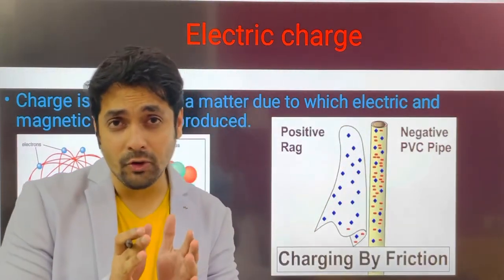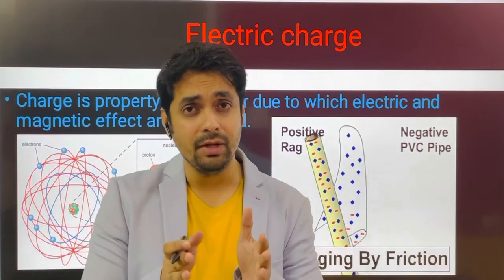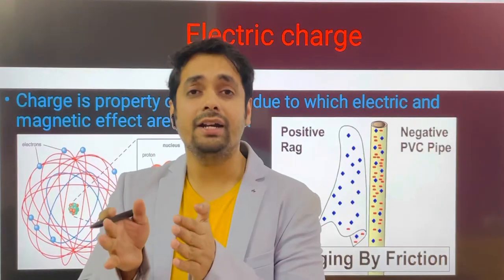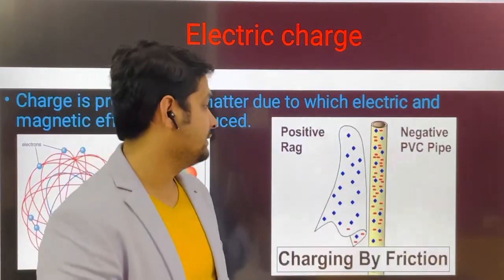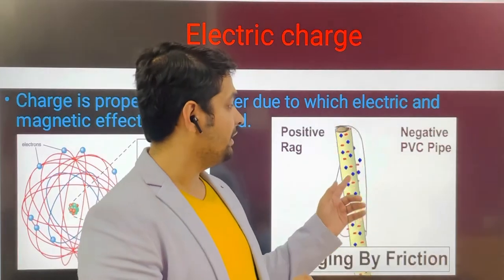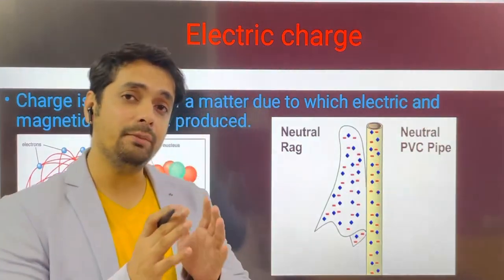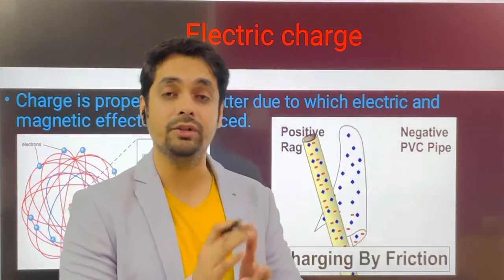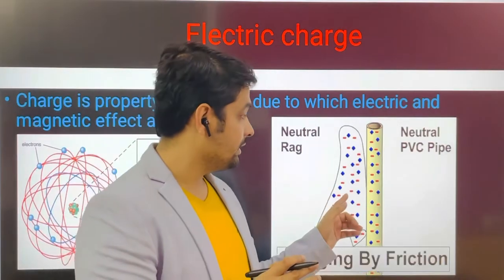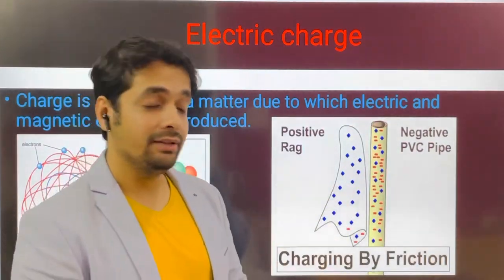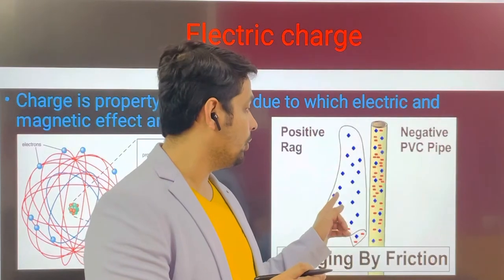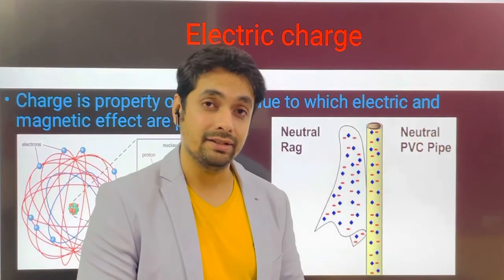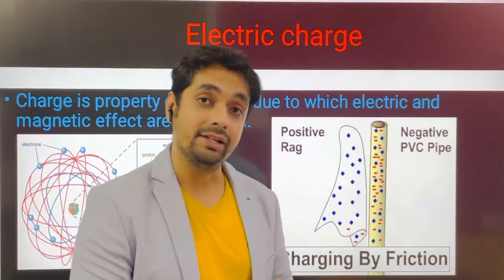Because the number of electrons and protons are equal in any atom, if we talk about any isolated atom, then its total charge is 0. So you can see here, initially in this cloth and in this PVC rod, the number of electrons and protons are the same. That's why the total charge initially was 0. But when we rubbed this PVC rod and this cloth, the electrons get transferred from this cloth to this PVC rod, and that's why this PVC rod gets charged, and at the same time this cloth also gets charged.